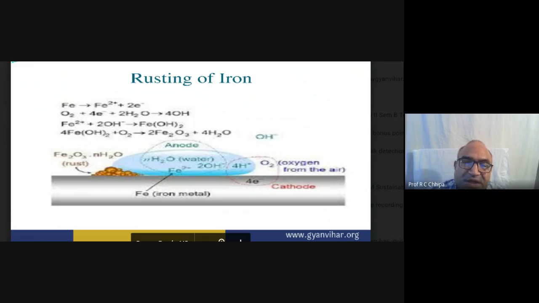So this is the rusting of iron, and this is the second type of corrosion, the electrochemical, that is the indirect, that is wet. So wet corrosion, indirect and electrochemical: three names are there, and the well known example is the rusting of iron.